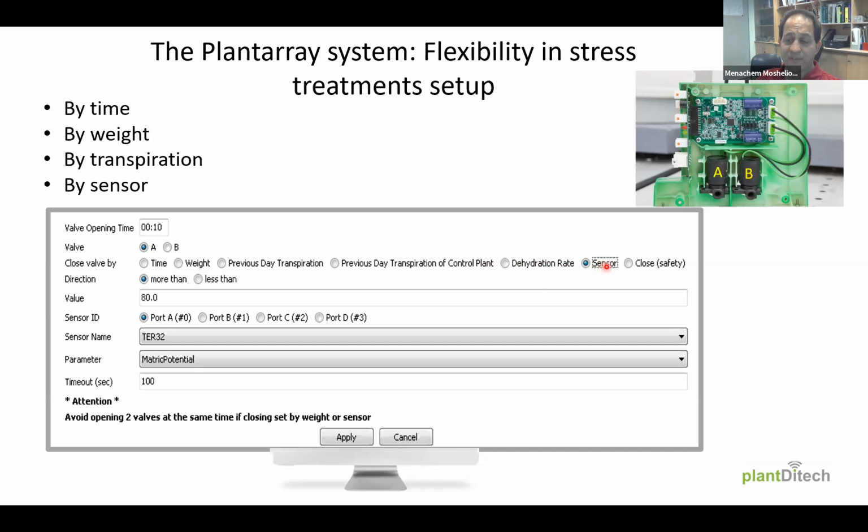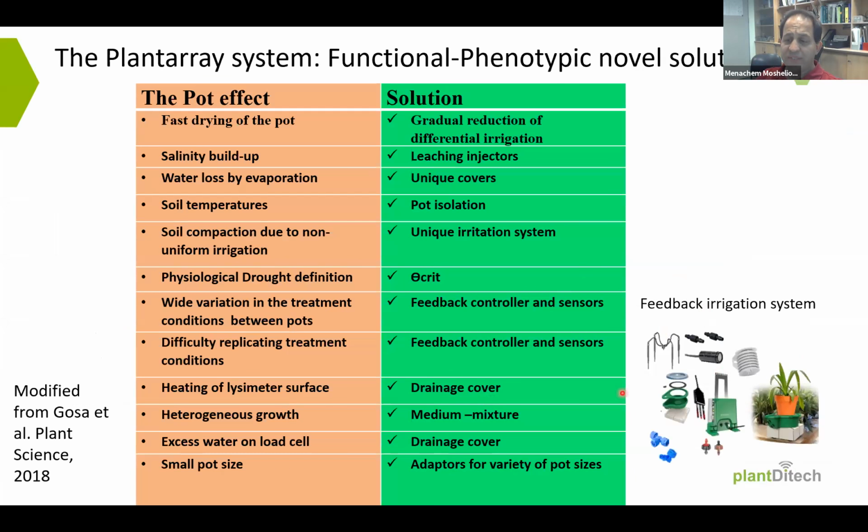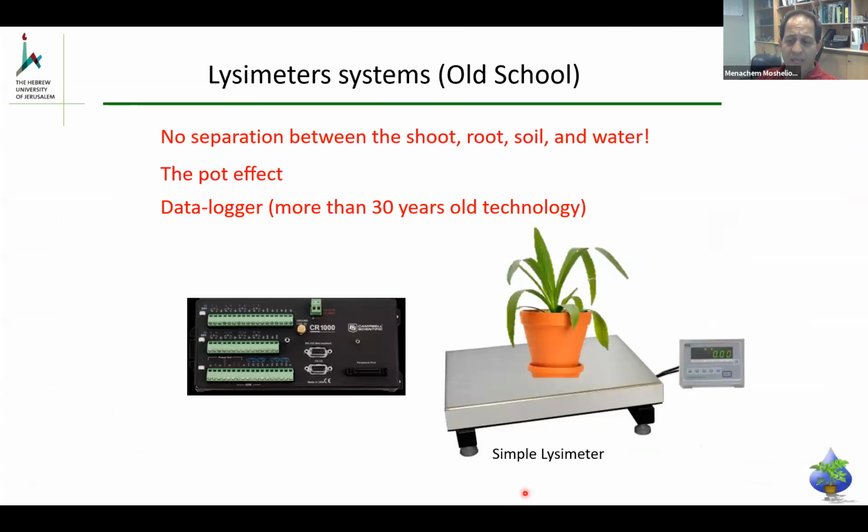And you can also use sensors to control the system. For example, you can use commercial sensors, and you can say if you want to keep the system above or below a certain point. So this system helps us to solve all the pot effects. As I told you, this was published, so I'm not going to get into details. And also to solve many of the problems of simple lysimeter systems.